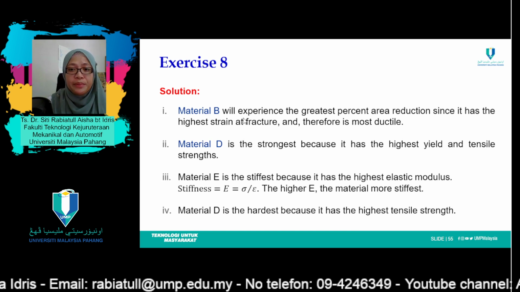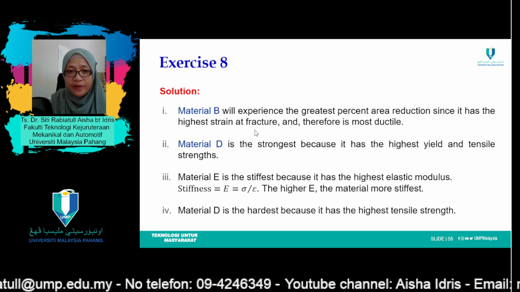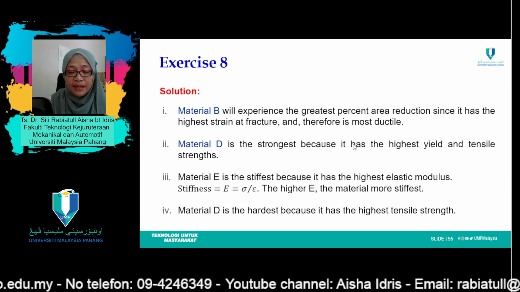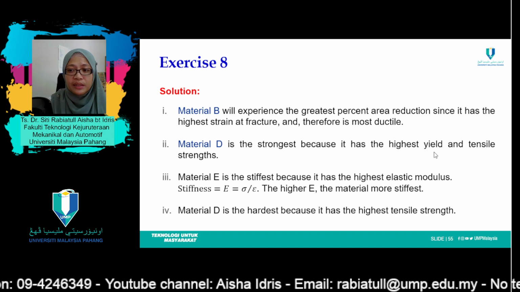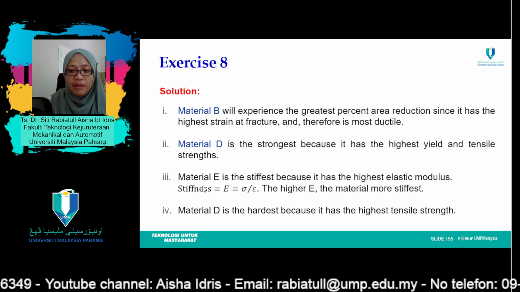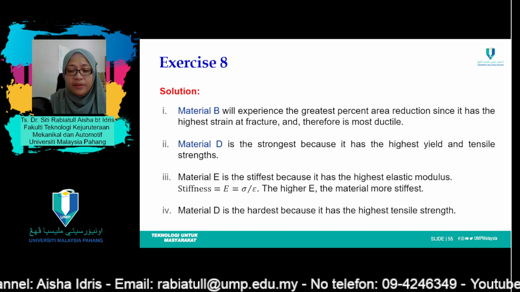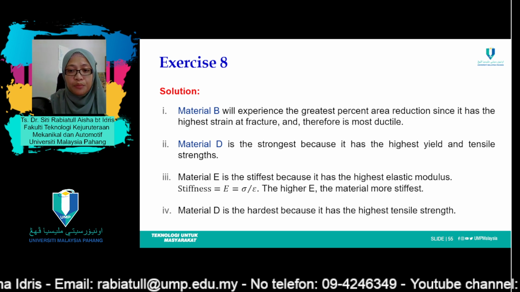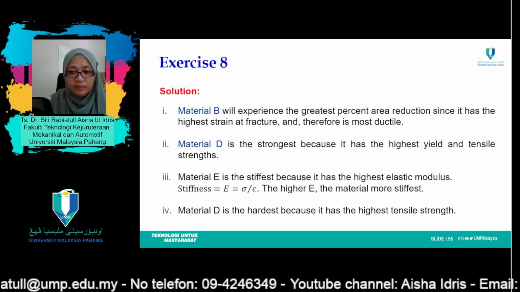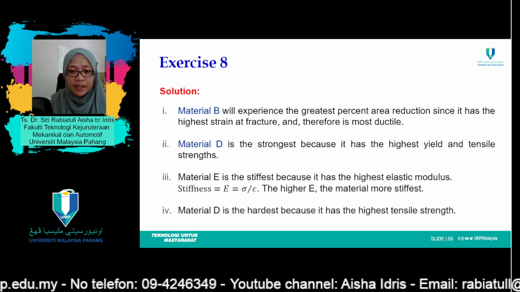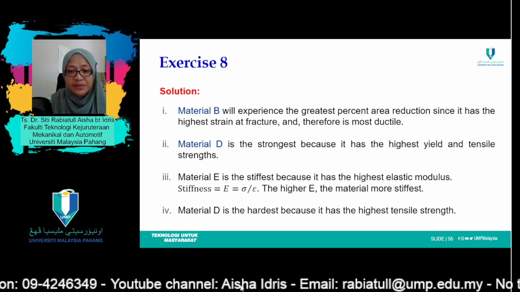Number 1, material B will experience the greatest percentage area reduction since it has the highest strain at fracture and therefore is most ductile. Number 2, material D is the strongest because it has the highest yield and tensile strength. Number 3, material E is the stiffest because it has the highest elastic modulus. Stiffness, E, equals sigma divided by epsilon. The higher the value of E, the stiffer the material becomes. Number 4, material D is the hardest because it has the highest tensile strength.